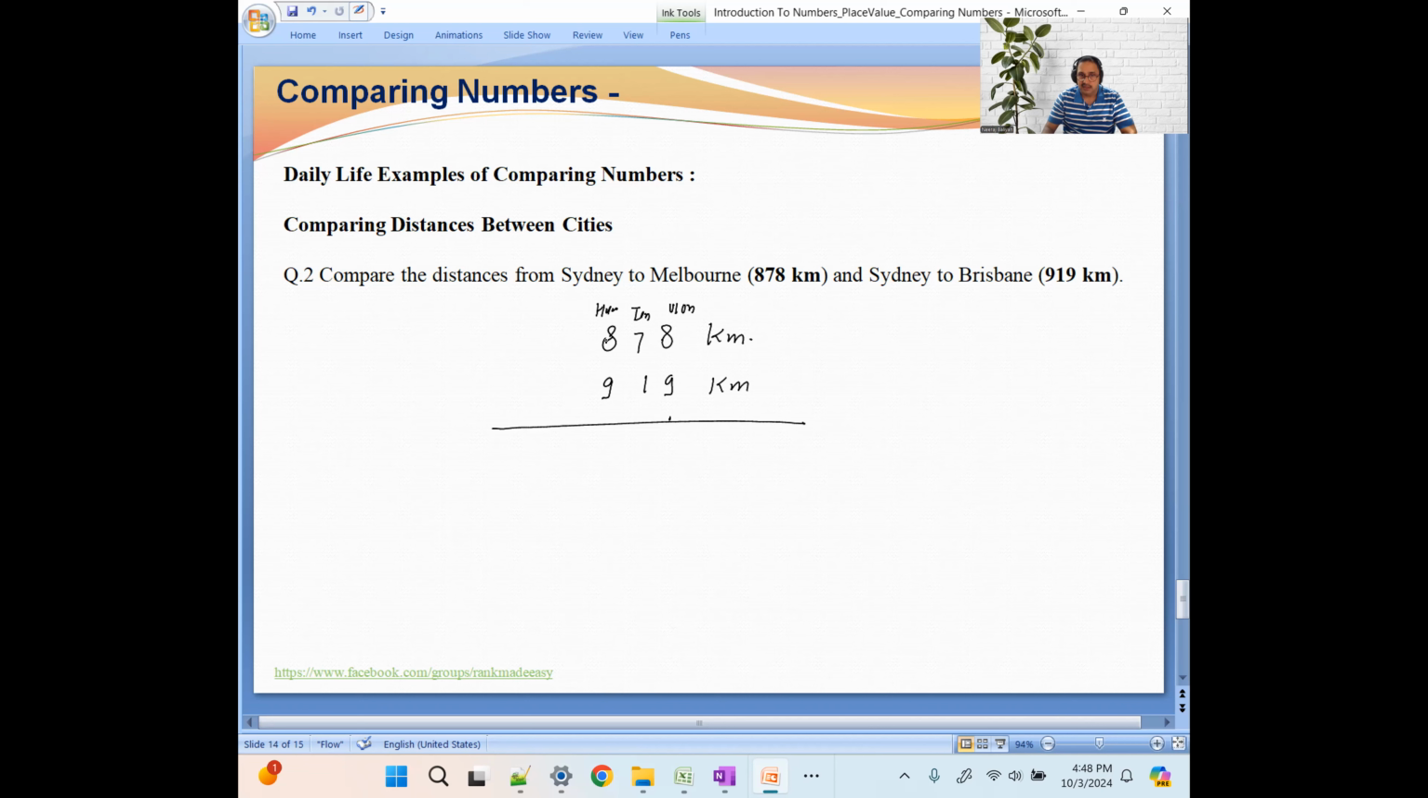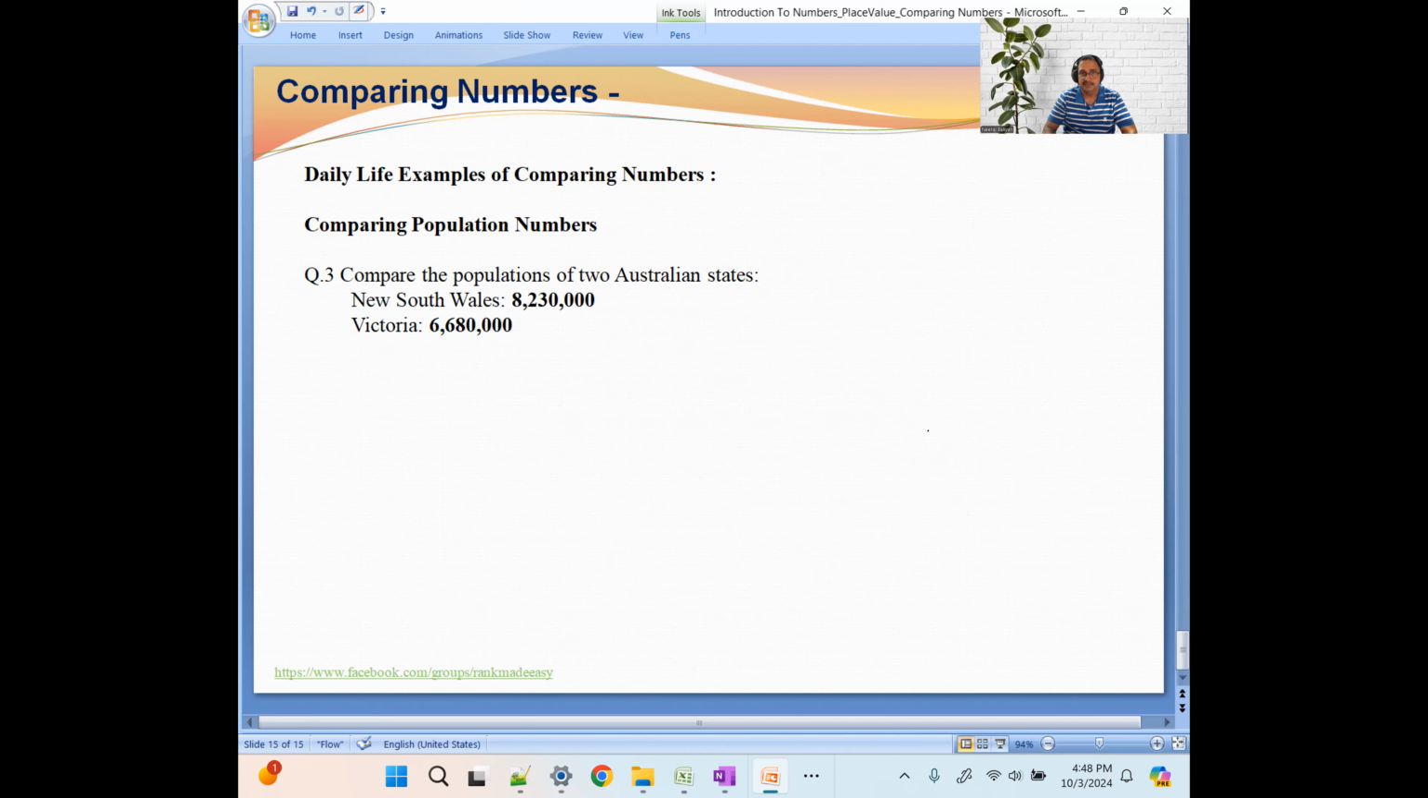In the first case, the leftmost digit is 8. In the second number, the leftmost digit is 9. So because 9 is greater than 8, the second number is greater than the first number. Hope you understand. Any doubt, let me know.